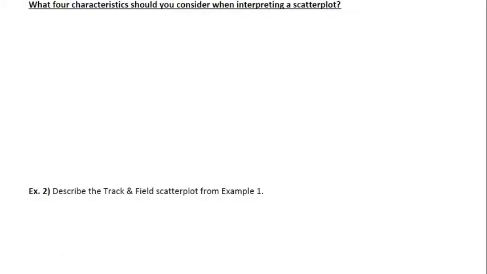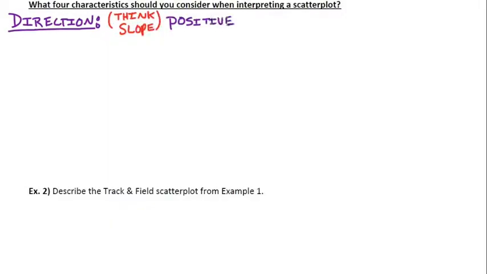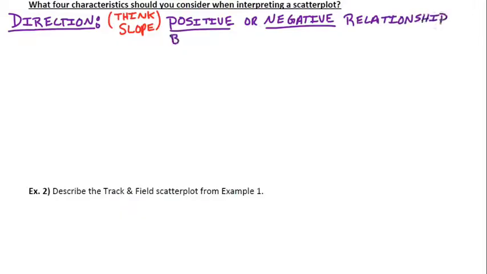So let's scroll down here. The 4 characteristics you should consider. The first one is the direction for the scatter plot. So what direction is the trend heading? And think of it like slope. It can either be positive or negative. Positive or negative direction. So, for example, a positive relationship between hand span and your height. Okay, so that's one of the components we're going to use to describe these things.